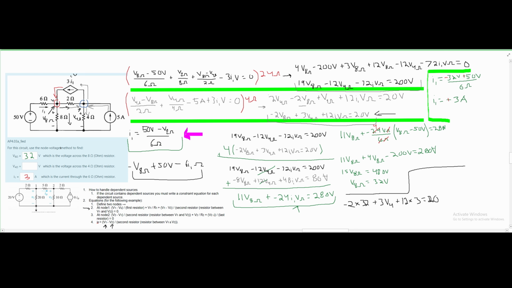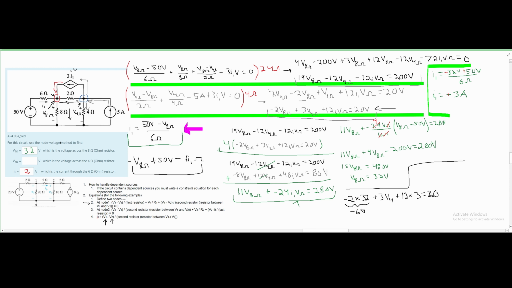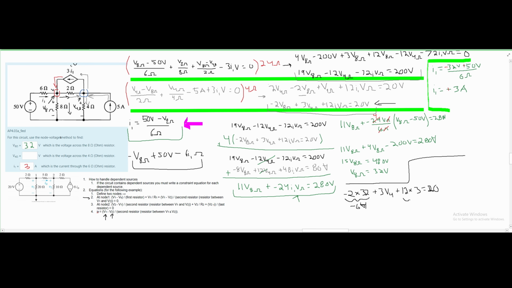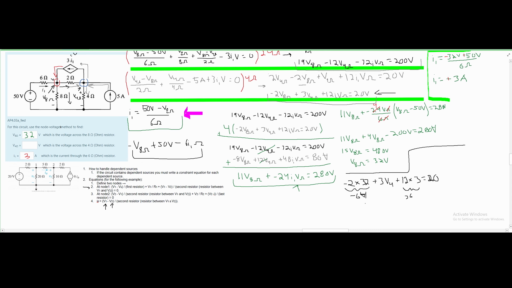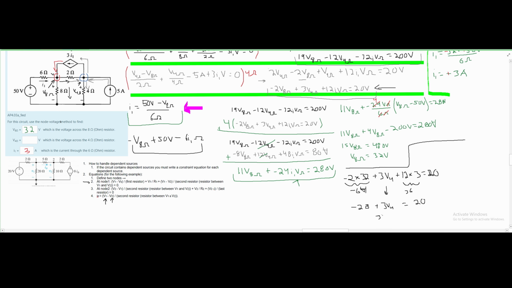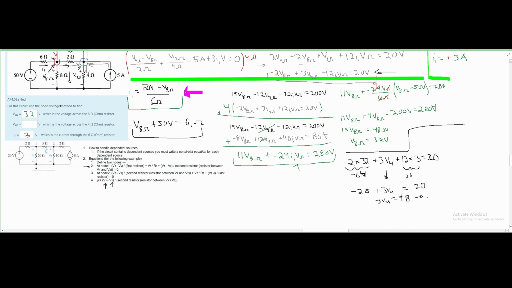So if we combine these, we're going to get a negative 64. And if we combine these, we're going to get a 36. So if we have negative 64 plus 36, we're going to get a negative 28. Then we could bring this down plus 3V4, and that's equal to 20. If we add 28 to both sides, we get V4 is equal to 48. And if we divide both sides by 3, we get V4 is equal to 16 volts. That is the answer right here.